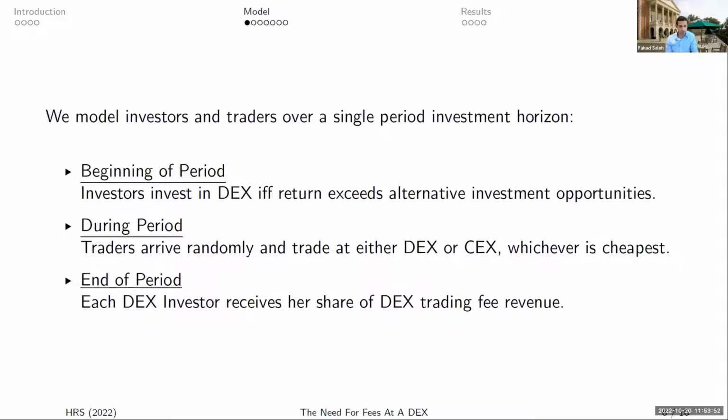So you're going to have endogenous demand essentially here at the DEX, precisely because there's a competing exchange, which is the centralized exchange. And so at the end of the period, there's going to be some trading fee revenue that's accumulated based on these decisions that traders are making during the period. And DEX investors, meaning those investors who actually chose to supply inventory to the decentralized exchange, are going to receive a pro rata share of the trading fee revenue. And of course, they're going to internalize this ex ante, and that's how they're going to make their decision.